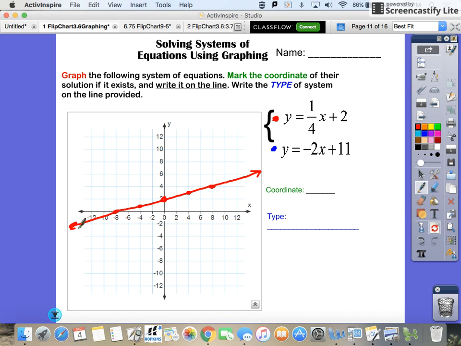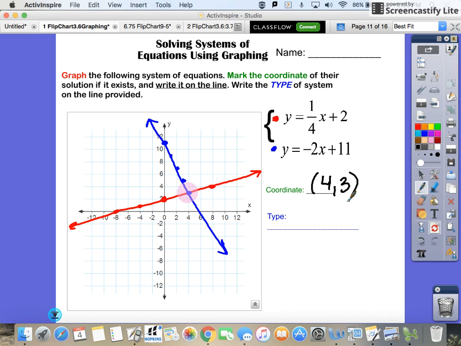So this is our red equation. And then in blue, we've got a y-intercept of 11. So 11 is right here. And a slope of -2. So we're going to drop 2 and go forward 1, drop 2, forward 1, and keep going. That is where they cross. So the solution there is (4, 3). The coordinate is (4, 3).